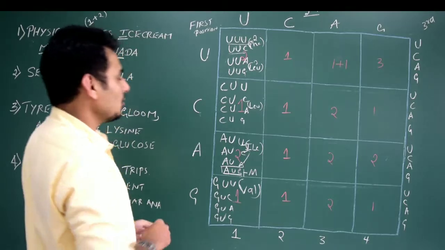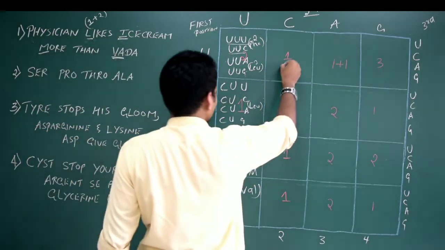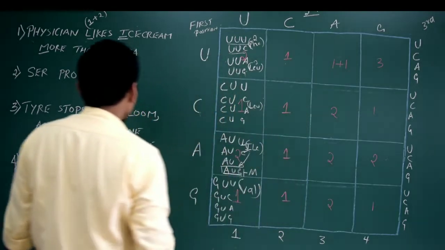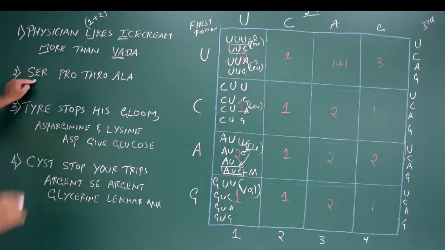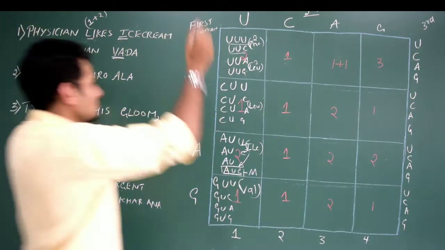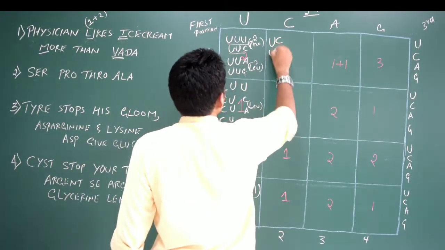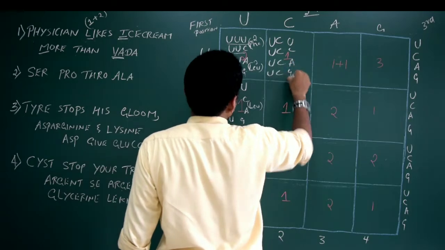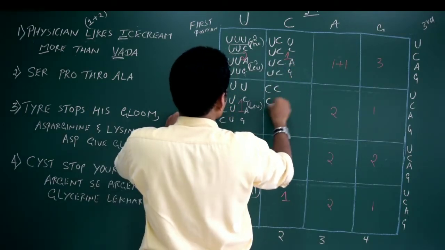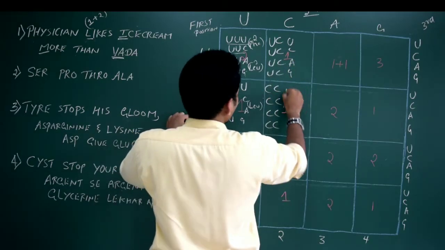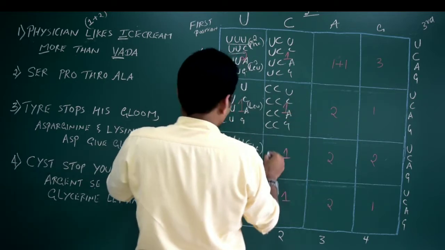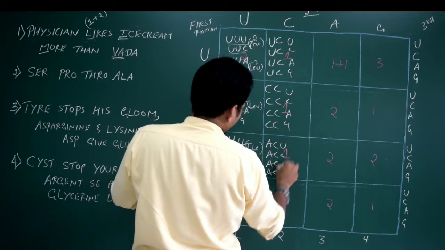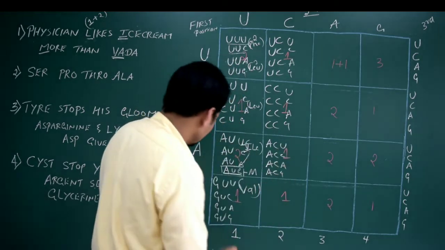So this is the basic. Now we have to go with the next line, the second line. Second line is very easy. So first I write UC, AG. Then here CC, AG. Okay. AC, UC, AG. See, very simple, very easy.